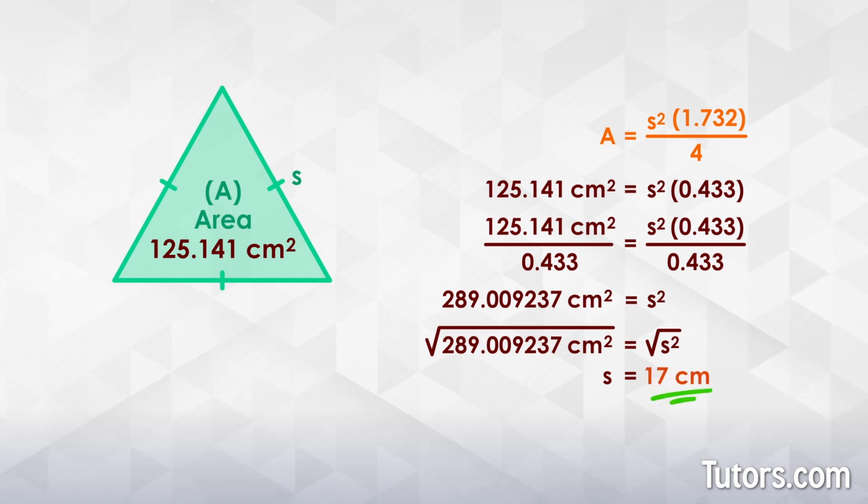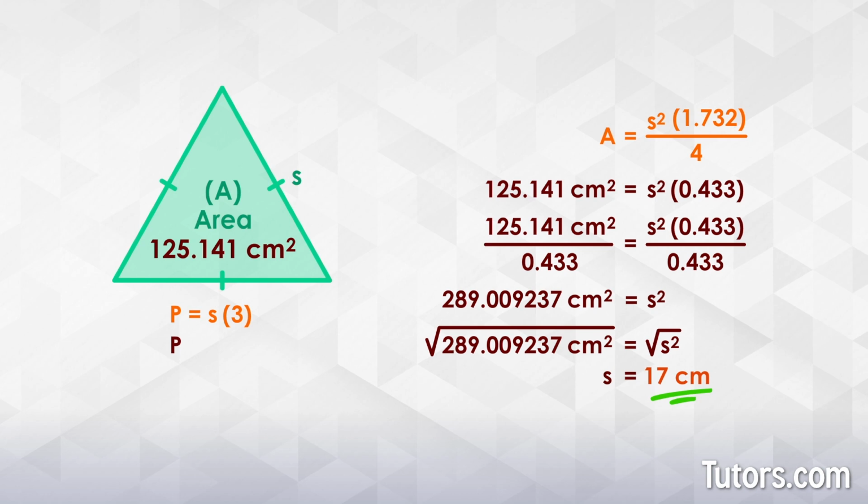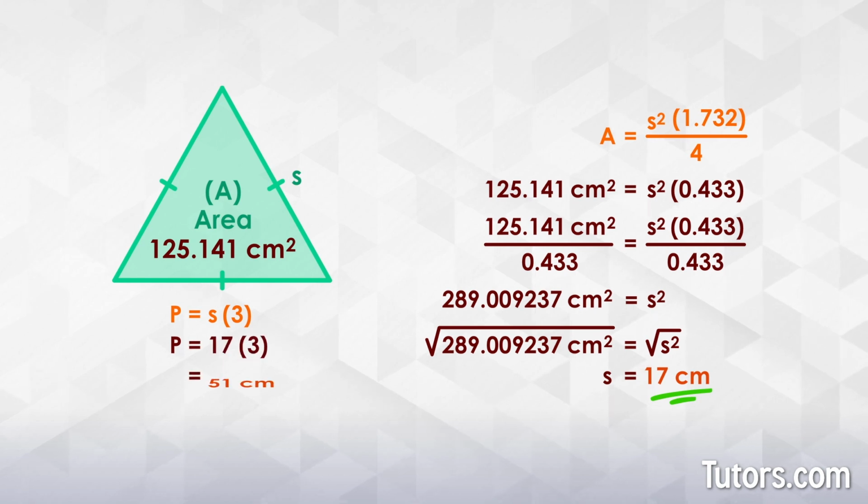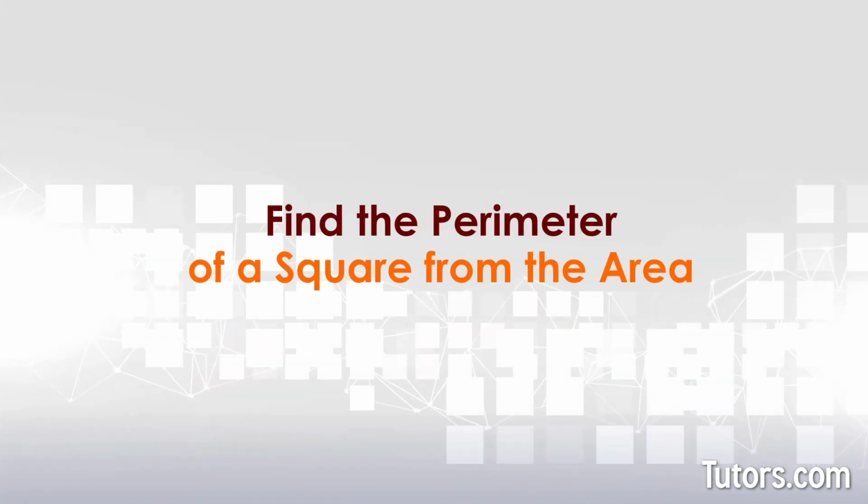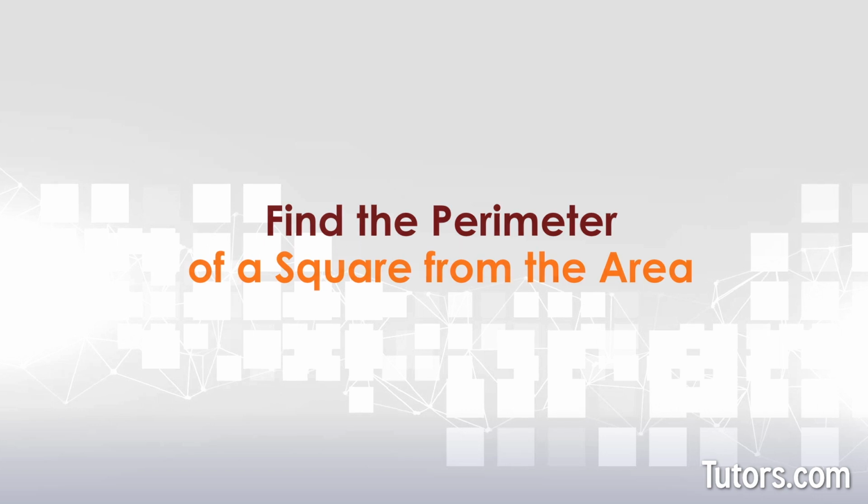Now you plug your side length into the perimeter of a triangle formula. Perimeter equals S times 3, so we have P equals 17 times 3. The answer we get is 51 centimeters. Now let's find the perimeter of a square from the area.